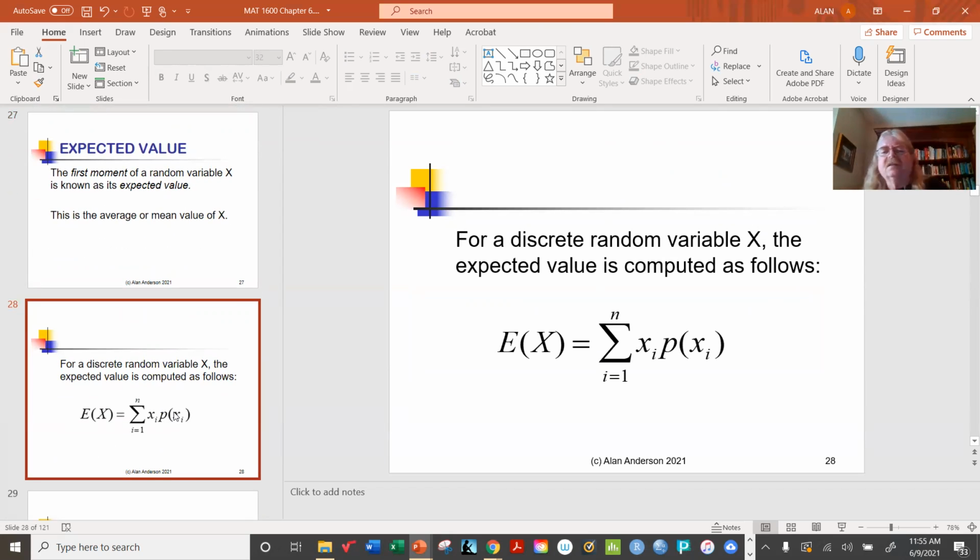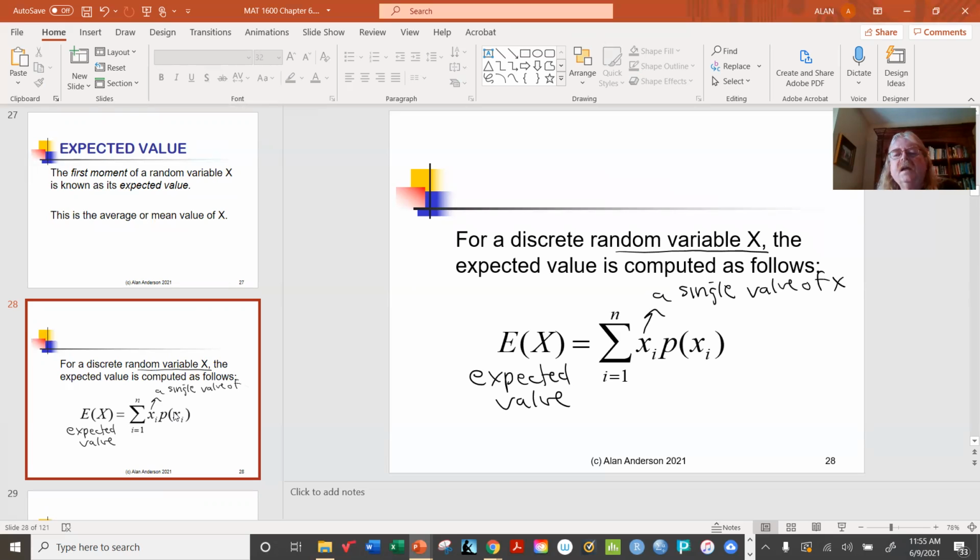So what it's telling you to do is this. This expression means the expected value of X. Remember, X is a random variable. It is not a sample, it is not a population. And here's our old friend, the summation operator. This is a single value of X. This is the probability of Xi. All we're going to do is go through all the X's, multiply them by their probabilities, and add them up.